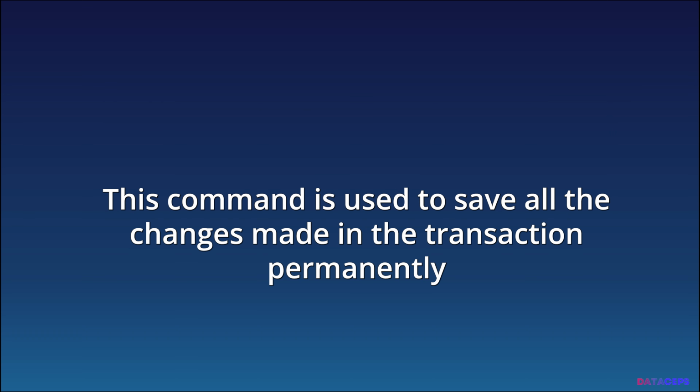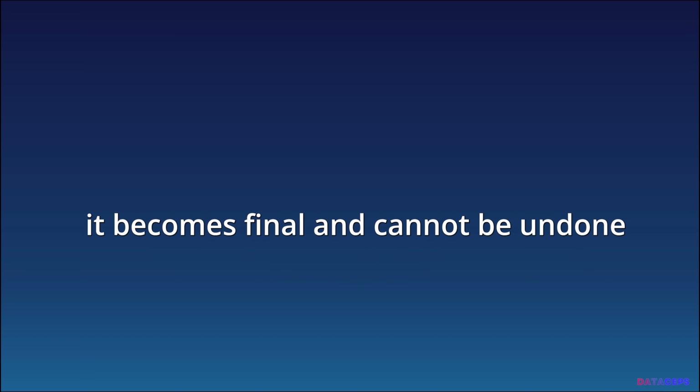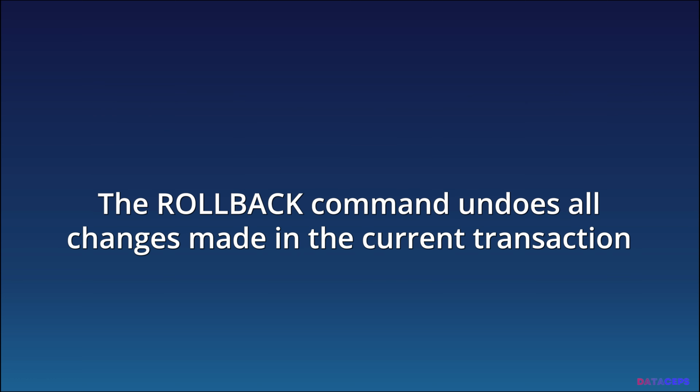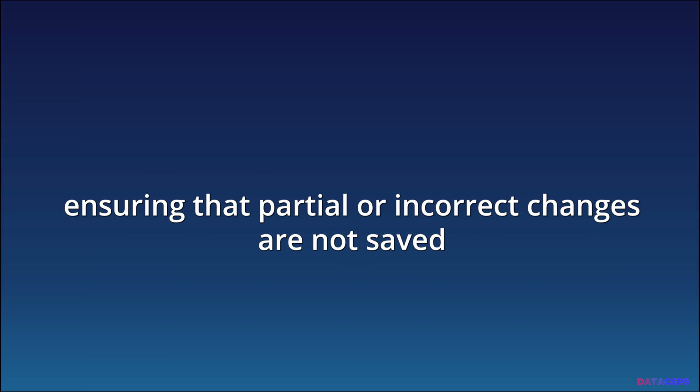Commit. This command is used to save all the changes made in the transaction permanently. Once you commit a transaction, it becomes final and cannot be undone. Rollback. The rollback command undoes all changes made in the current transaction. It is used to revert the database to the state it was in before the transaction began, ensuring that partial or incorrect changes are not saved.